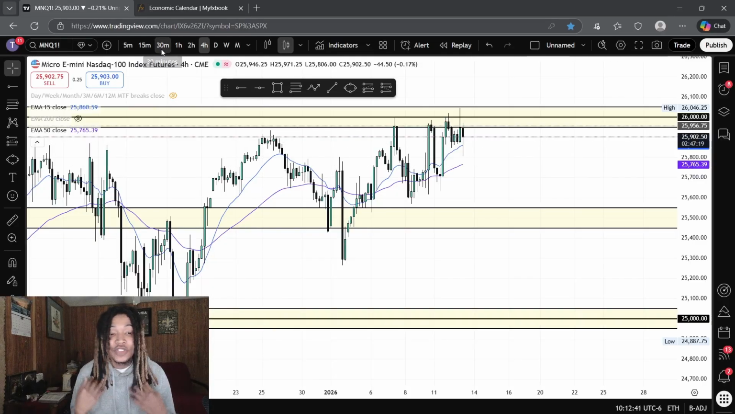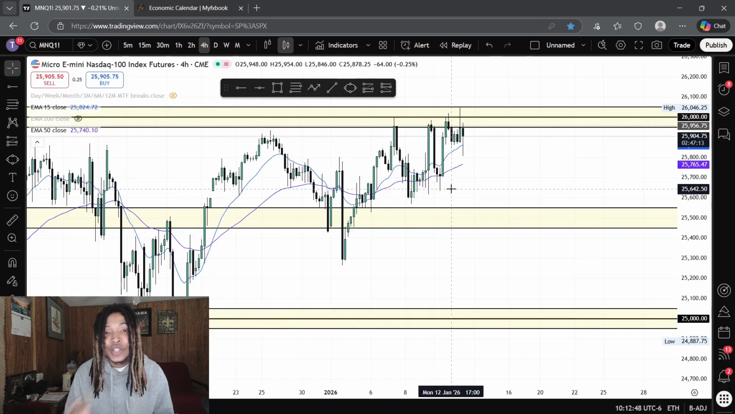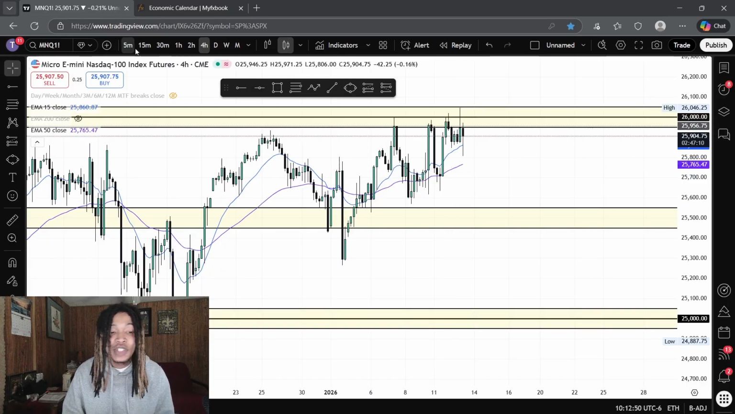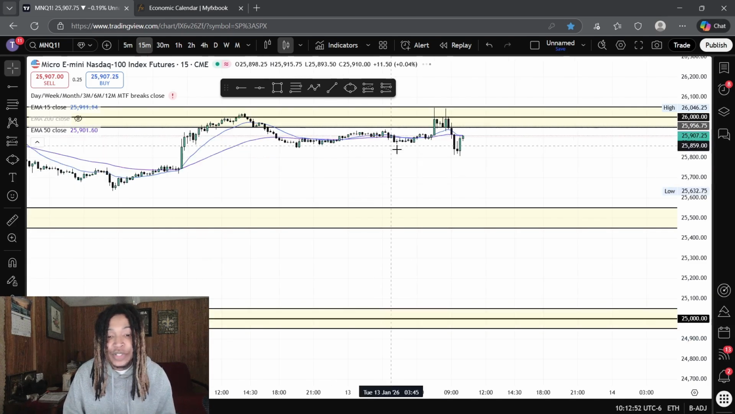So when I'm looking for an entry, I like to be in like the 15 or the 5. Once I have my analysis of the day from the 4 hour and the hour and the day and all that, I go down to the 15 and the 5 to see how I'm gonna get in.